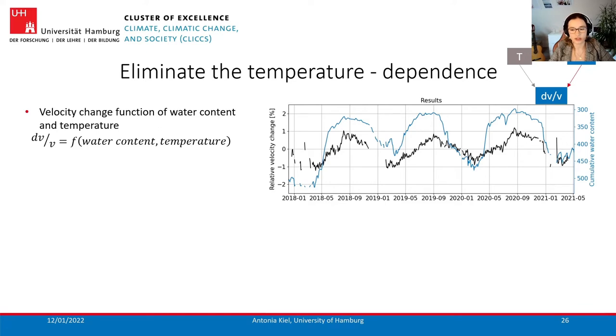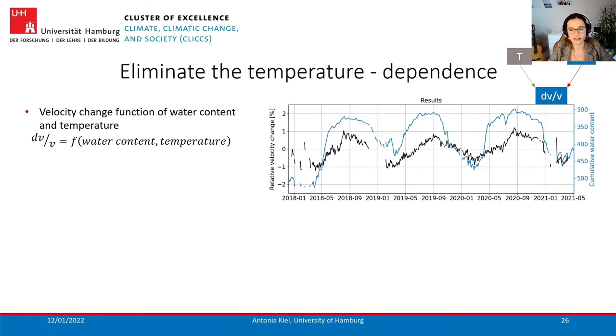And shown here in the plot, in black is the relative velocity change and in blue is the cumulative water content. However, it is important that the cumulative water content is now plotted from high values going to low values, since there is an anticorrelation and it is just more appealing for the eye to find the correlation. So I just flipped the y-axis for the cumulative water content right here.